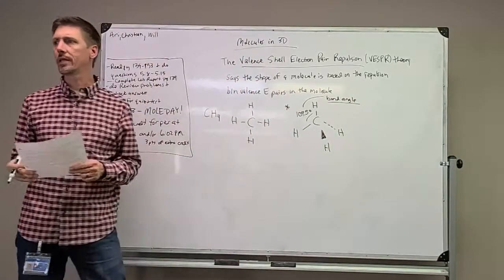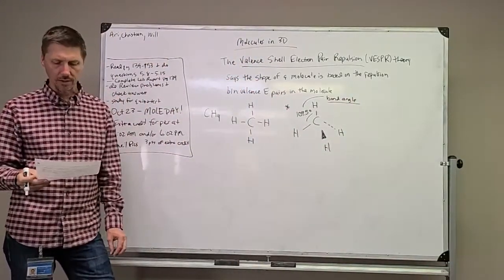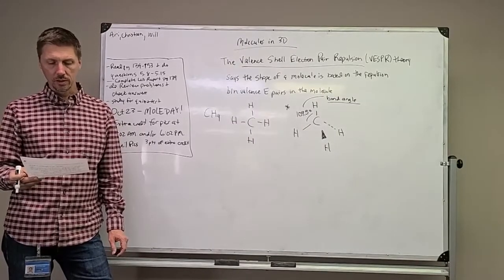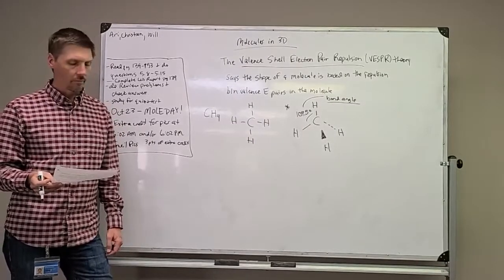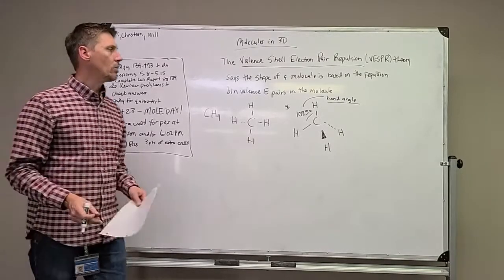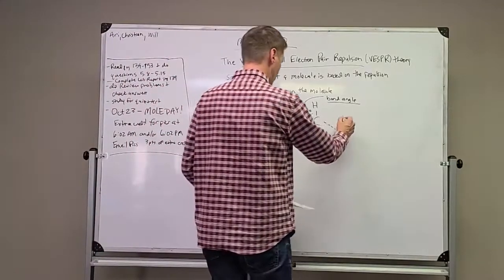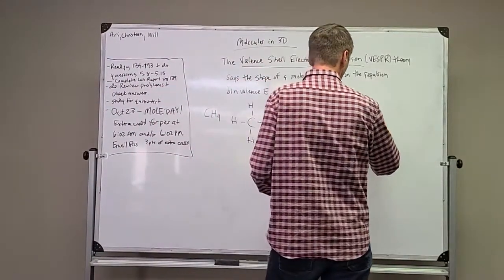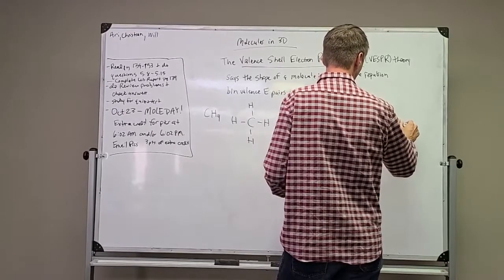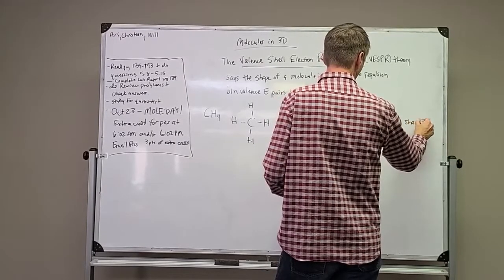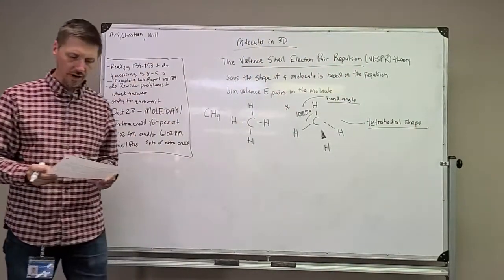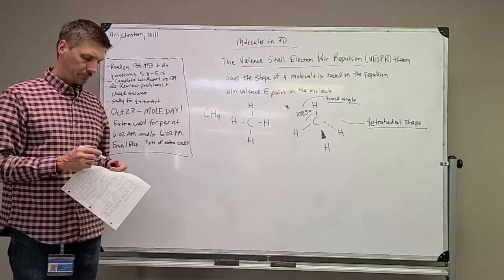It's the angle between the bonds, right? The covalent bonds that are in our molecule. And so what we call this shape is the tetrahedral shape. All right, and like I said, it has a bond angle of 109.5 degrees.